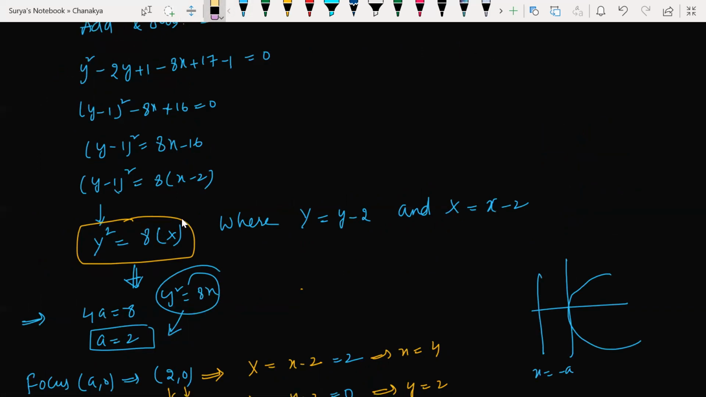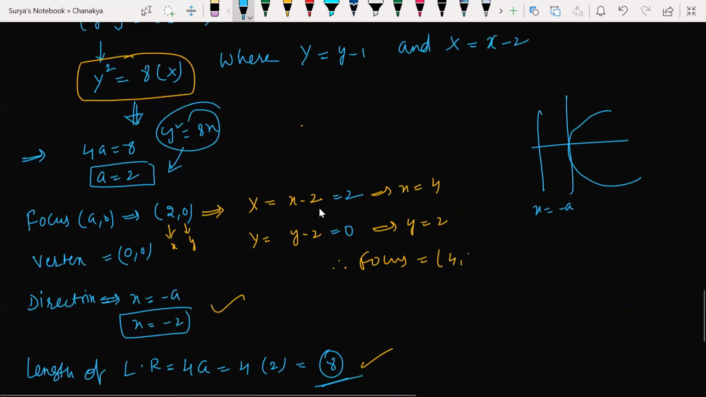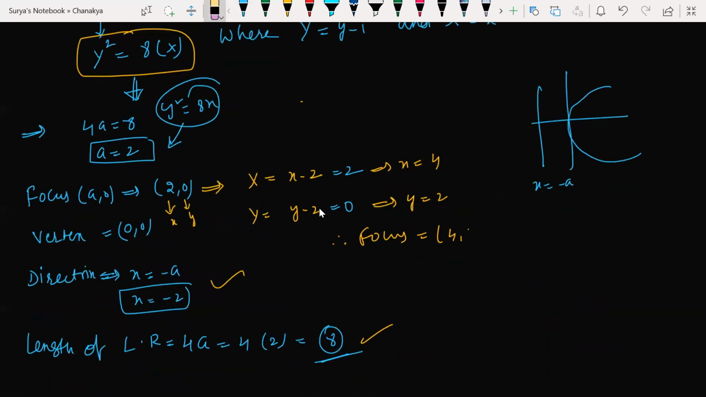ठीक है. देखो, here it should be y minus 1 then. If it is y minus 1, then what exactly is it going to be here? What is y minus 1? Write this. So y minus 1 का मतलब, then it is going to be 1. Am I correct? 1. So focus is going to be what? 4 comma 1. X coordinate is 4, y coordinate is 1.